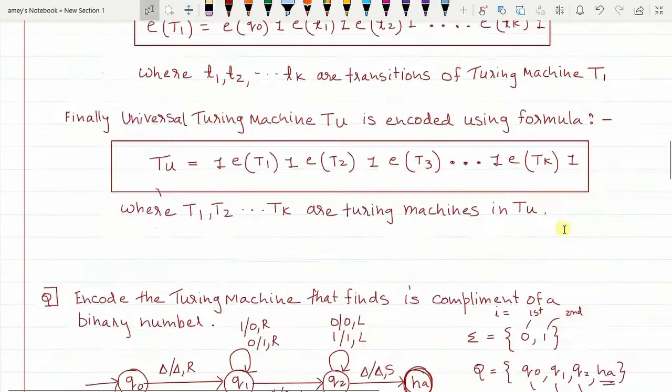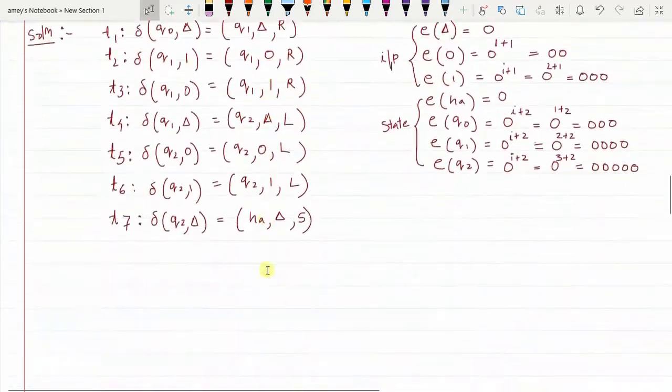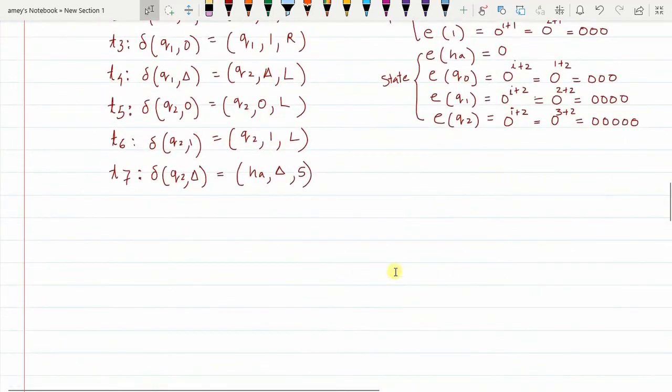Now what remains is the encoding for the head movement. Stationary is a single 0, left is 2 zeros, and right is 3 zeros. So you can write it as it is. Encoding for stationary is a single 0. Encoding for left movement is 2 zeros. Encoding for right movement is 3 zeros.